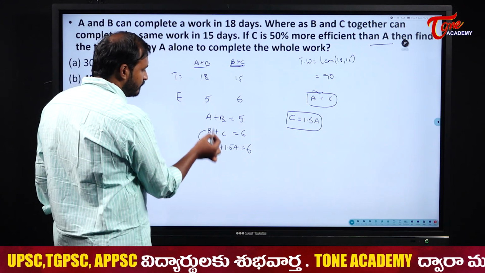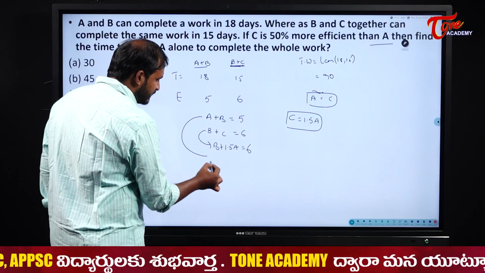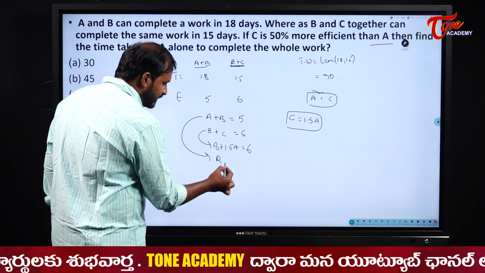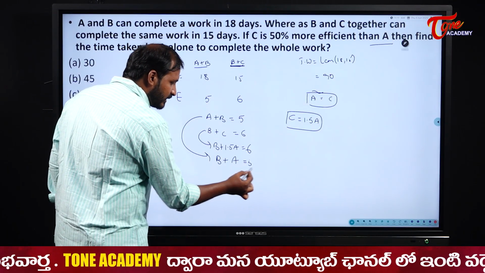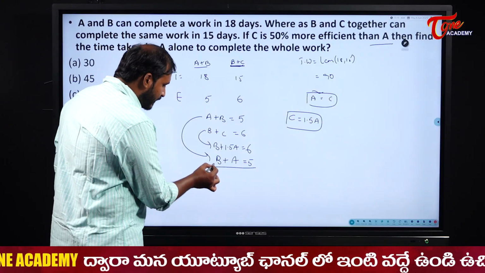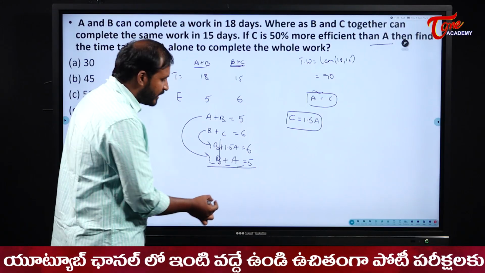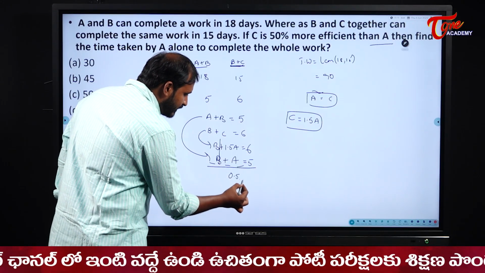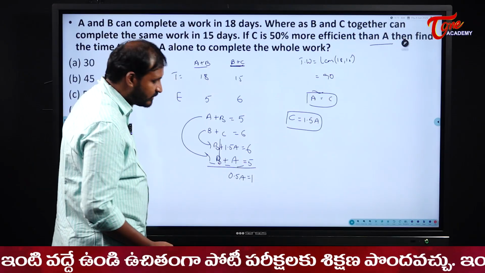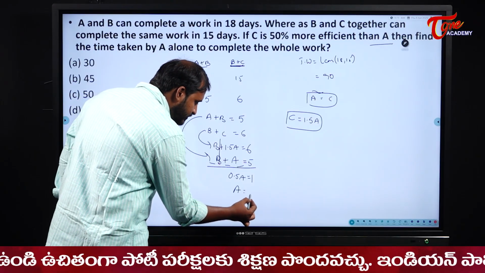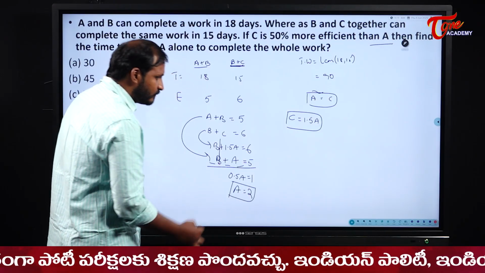Now I need to solve these two equations, students. I will write this equation here: B plus A, intentionally writing it as B plus A, nothing more than that. Now subtract. B will get cancelled. 1.5A minus A becomes 0.5A, and that is equal to 1. So A's value will become 2. A's efficiency is 2.